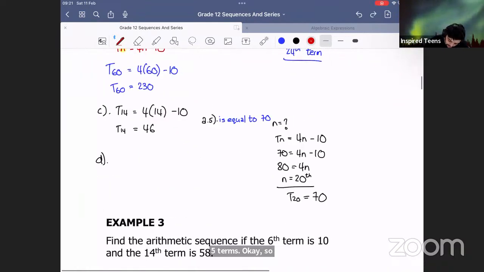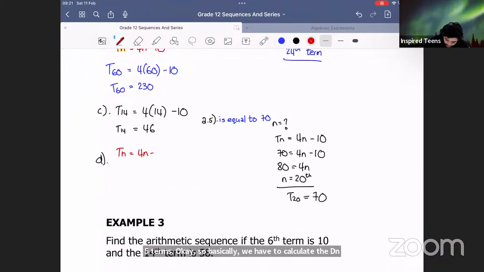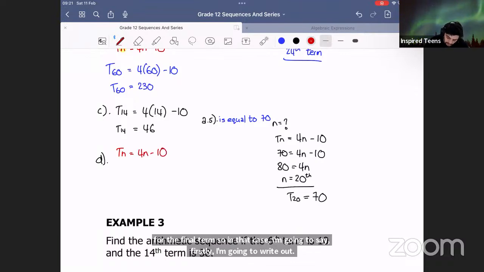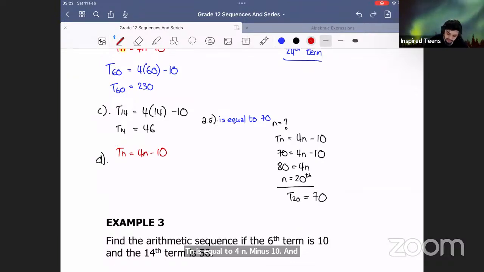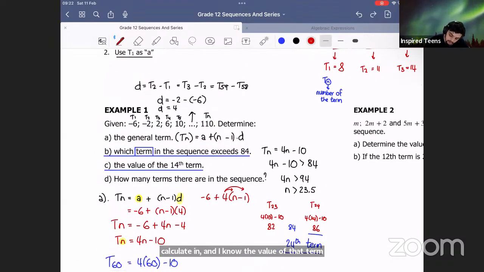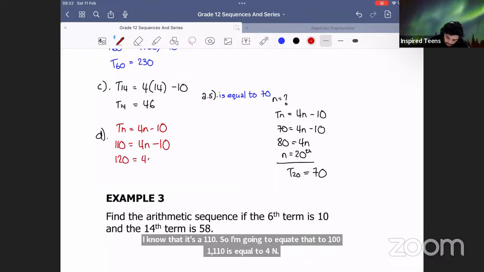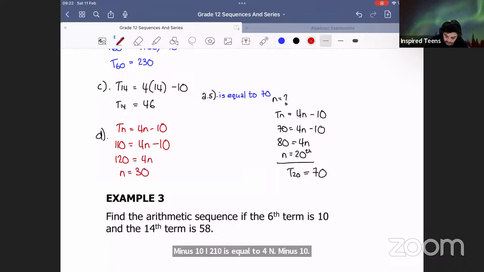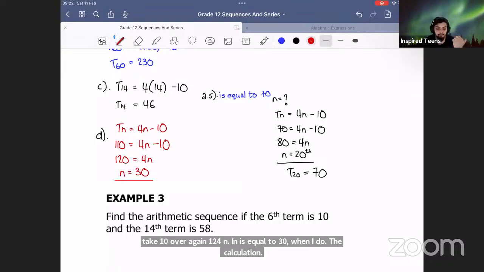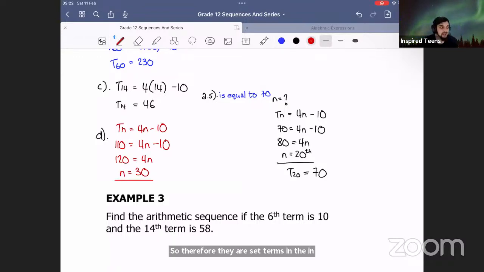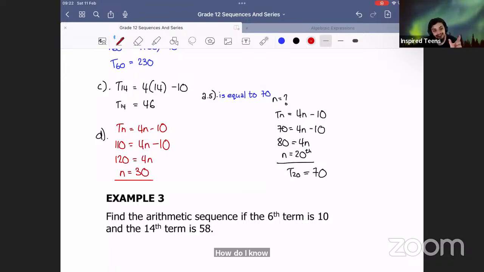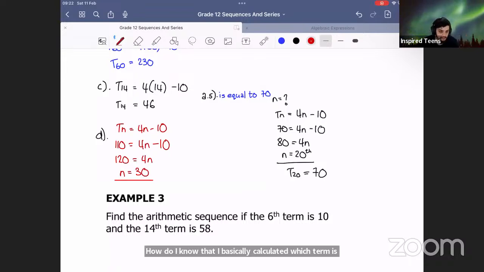So in that case, firstly, I'm going to write out Tn is equal to 4n minus 10. And now I need to calculate n, and I know the value of that term, Tn. I know that it's 110. So I'm going to equate that to 110. 110 is equal to 4n minus 10. I take 10 over, I get 120. 4n, n is equal to 30 when I do the calculation. So therefore, there are 30 terms in the sequence. How did I know that? I basically calculated which term is the last term in the sequence, and that told me the total amount of terms in the entire sequence.